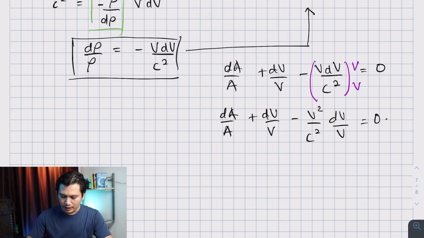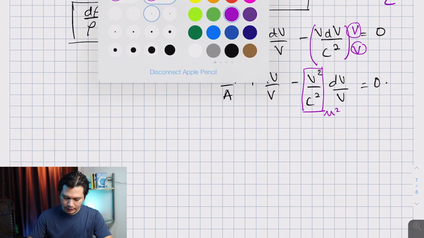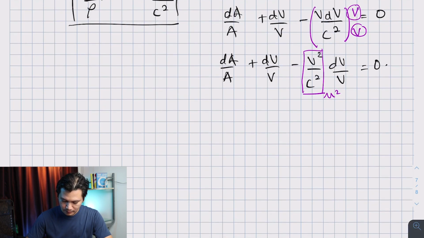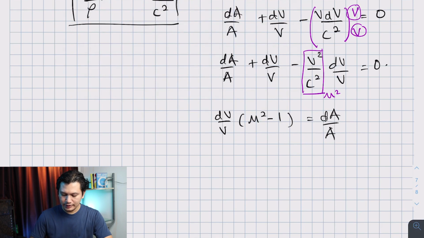And the reason why I wanted to have V over V here is so that I can get V squared over C squared. And if you remember, Mach number is equal to velocity divided by speed of sound. So this is clearly M squared, right? So this is clearly M squared. And if I take A to the right and V to the left, I will end up with dV over V times (M squared minus 1) equals dA over A. Okay, and this is the important equation that we were looking for.